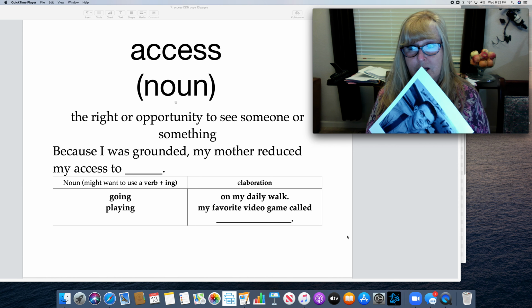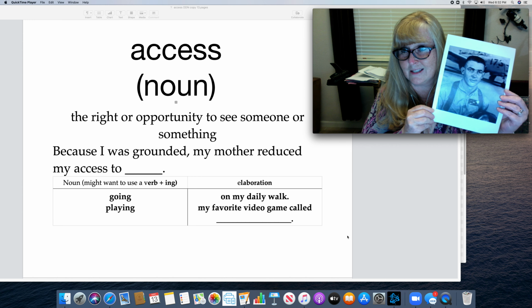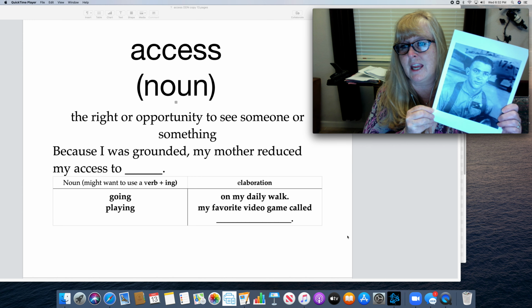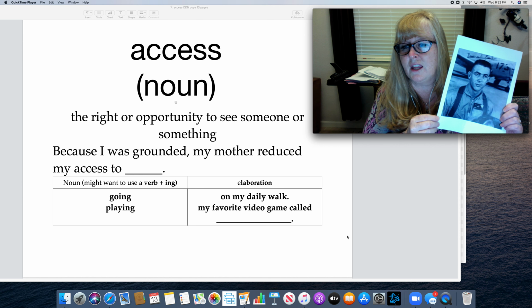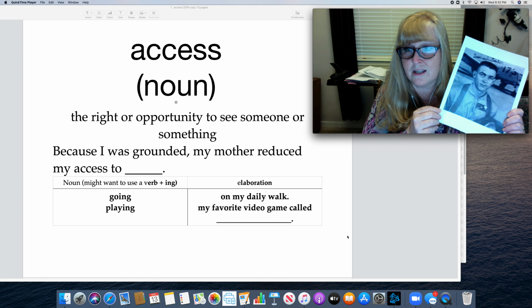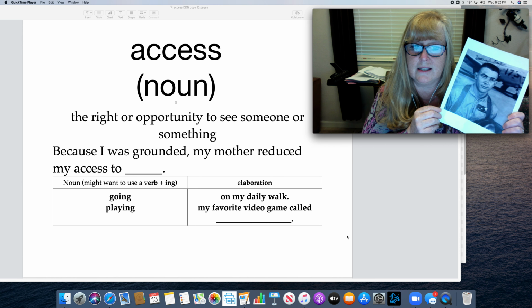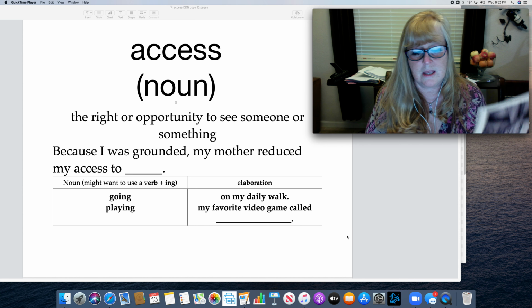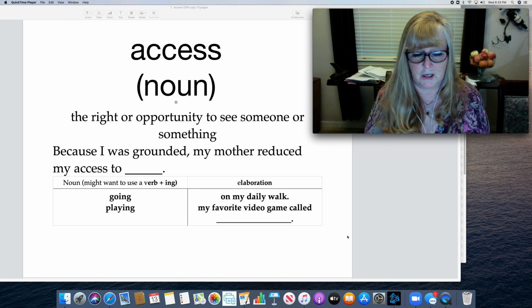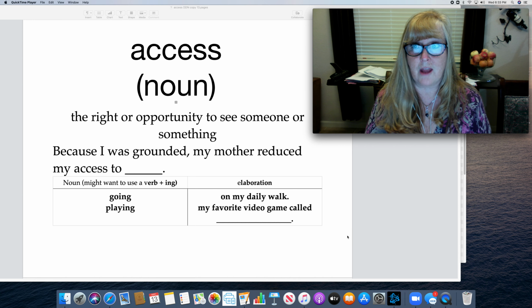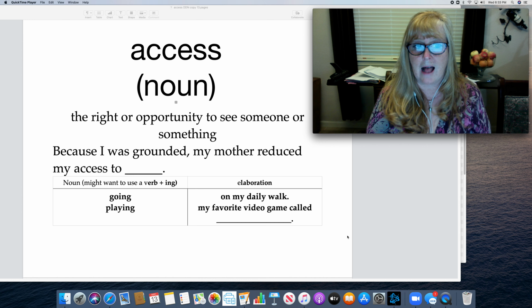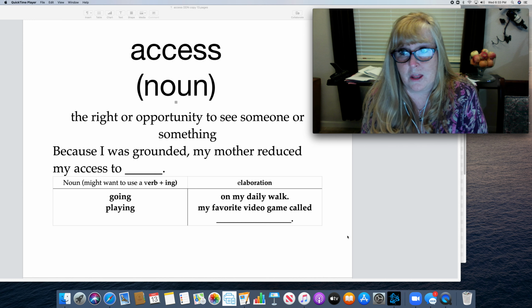But I do have this picture of my dad. Isn't he handsome? I had a really handsome dad. And this was my dad when he was in the Navy. He was a Navy pilot in the 1960s before I was born. And right when I was born, he got a job with American Airlines. So my dad was a pilot with American Airlines, and I was allowed access when I was a sophomore in high school to go to Dallas, Texas with him.